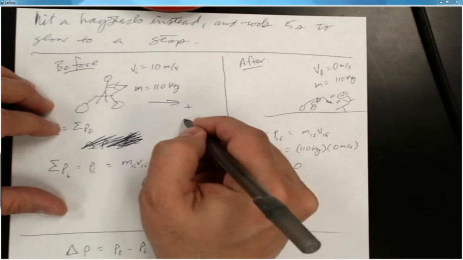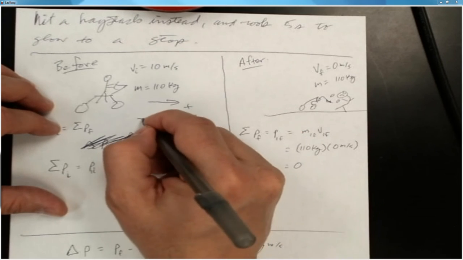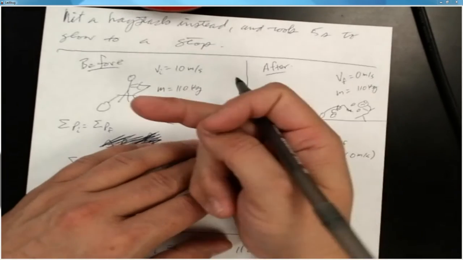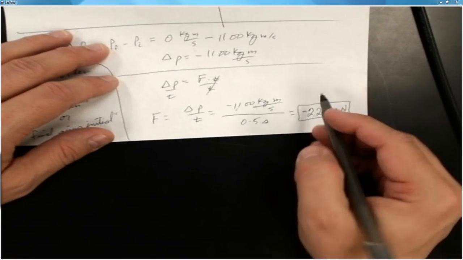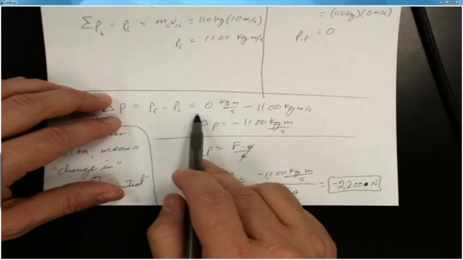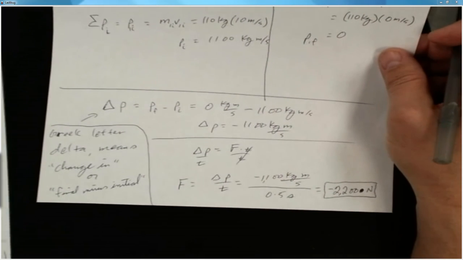So you're going this way, and that would be the positive direction. The force is in the negative direction. Does that make sense? Of course it makes sense. You're running into the brick wall, the force is going in the negative direction. So that's why the negative makes sense. That's why the delta is final minus initial, so that you get the negative. And it tells you the truth of what really happened.